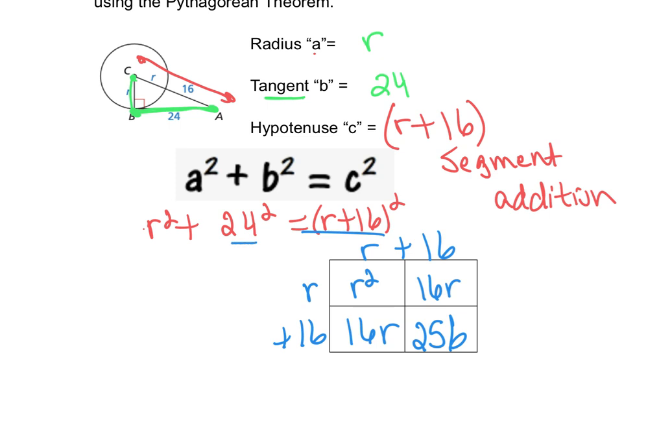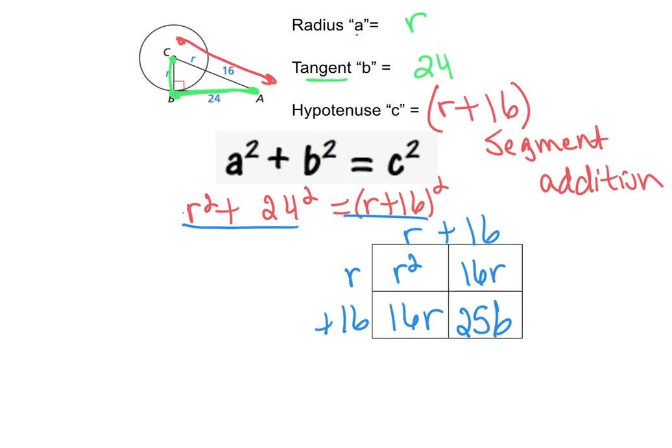Okay, so on the left-hand side of our equation here, we have r squared plus 24 squared. So r squared is just r squared. 24 squared is 576. And then we're going to have our result here. We have equals r squared plus 16 and 16 is 32r plus 256.